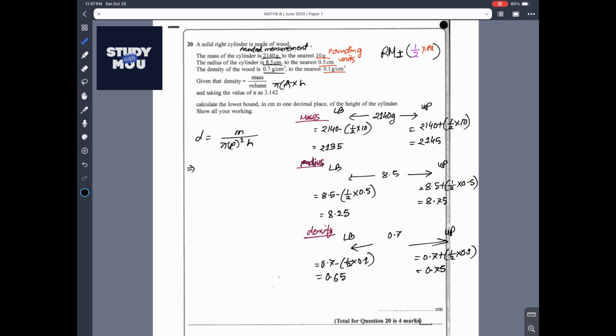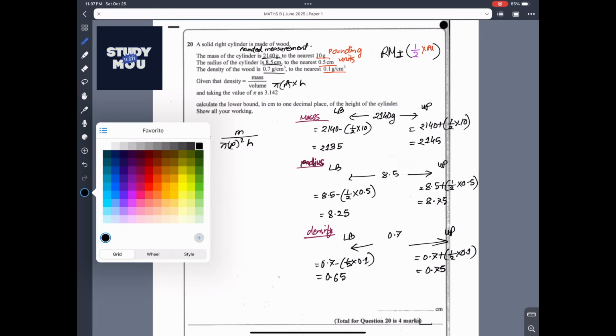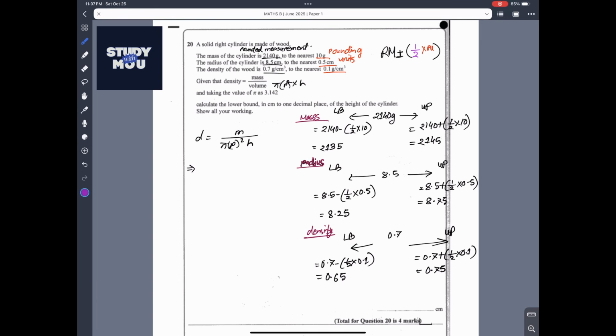We know our density is, we take the upper bound for it. We take the upper bound, and here we take the lower bound, since they asked for the height to be in lower bound. So we already have 2 sets of upper bound and 2 sets of lower bound.